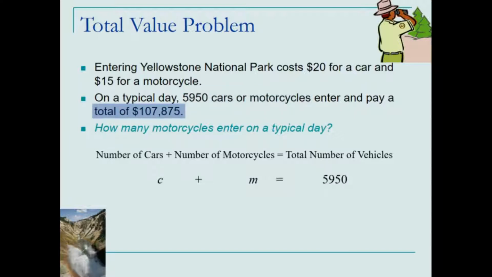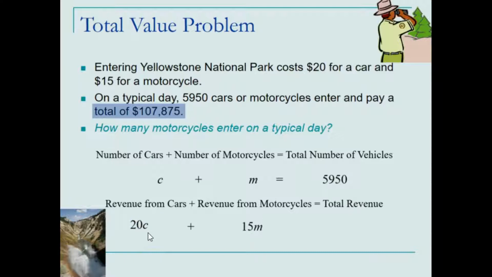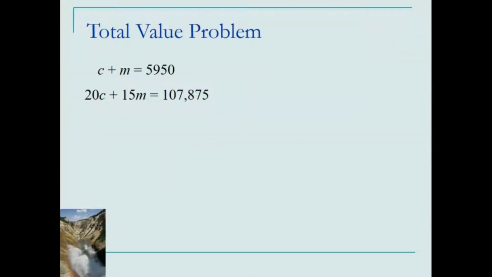For a second equation, we'll use the total revenue gathered during the day, which came from the sum of the car revenue. Cars are charged $20, so we'll take $20 times the number of cars, plus the revenue generated from motorcycles. Motorcycles are charged $15, so 15 times the number of motorcycles entering the park is equal to the entire revenue. So here are the two equations.